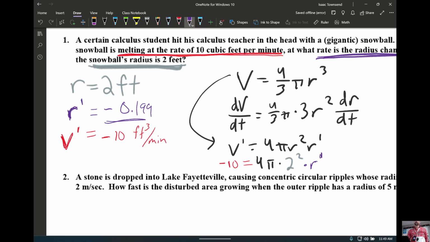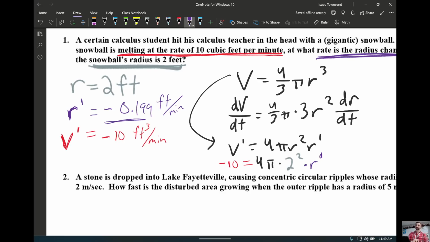So this is similar to radius. If the radius was in feet, r prime is going to be in feet, but it's a rate. So it's not just feet, it's feet per an amount of time. So if that's per minute, this would be per minute. What should make sense is that the answer is negative. The volume's going down. The snowball is getting smaller. So it makes sense that the radius is also getting smaller.